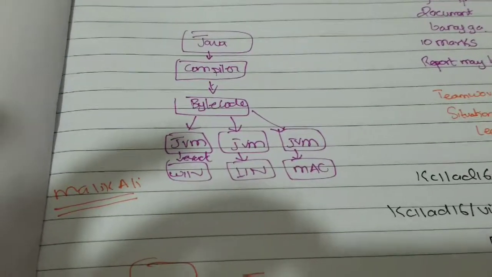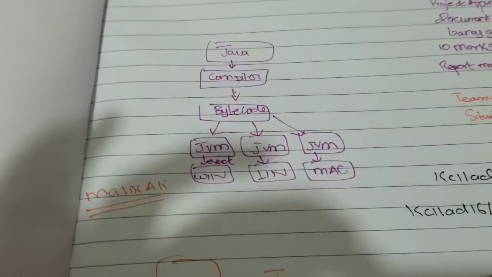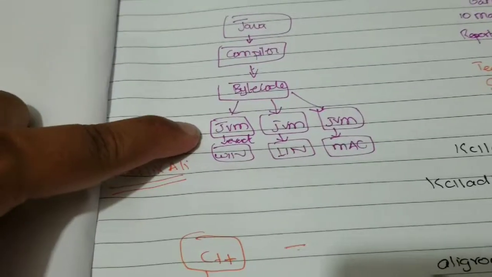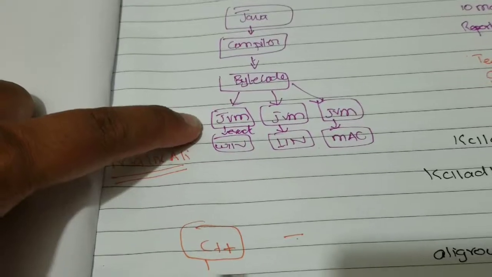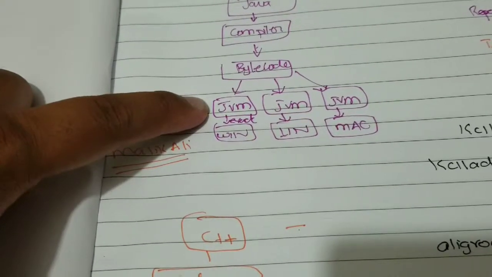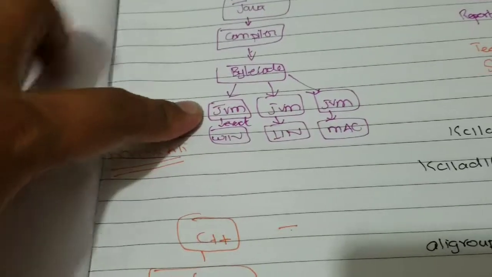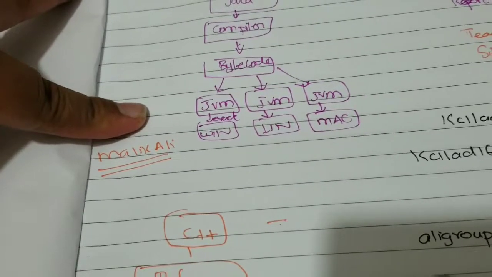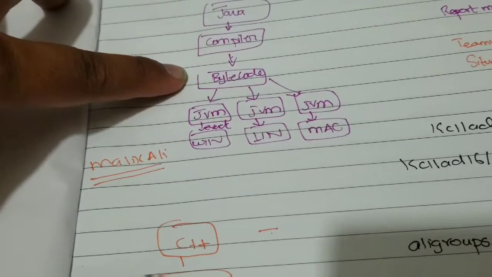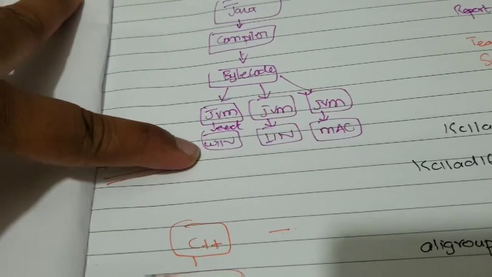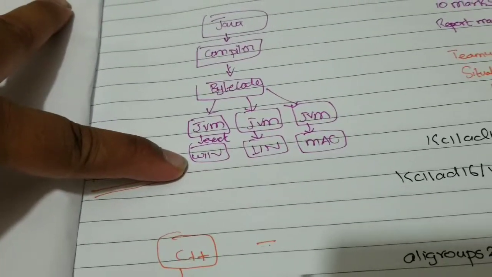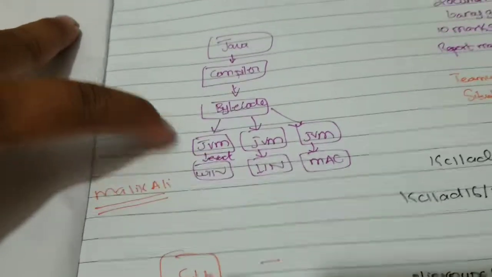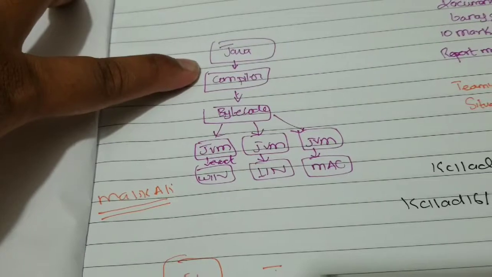In this video I'm going to be telling you about the Java Virtual Machine. Now, how do we actually use the Java Virtual Machine? You see, the JVM is the intermediate layer that converts your bytecode into any respective OS that you want, whether it's Windows, Linux, or Mac. Java is a platform independent language.